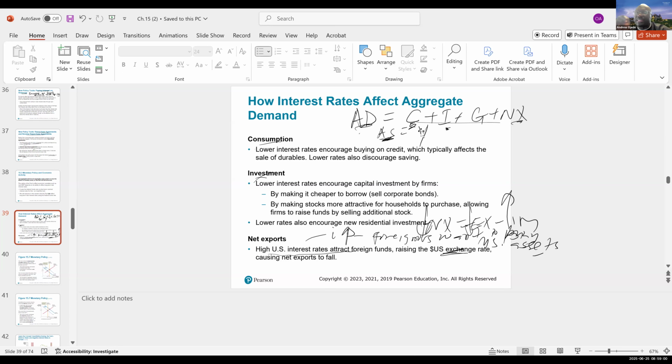So anytime interest rates in America are rising relative to foreign countries, know that the dollar is going to appreciate. And after the dollar appreciates, that's going to lead to lower net exports. But remember, net exports is part of aggregate demand. So aggregate demand is going to fall.